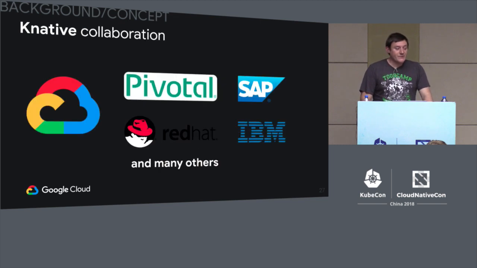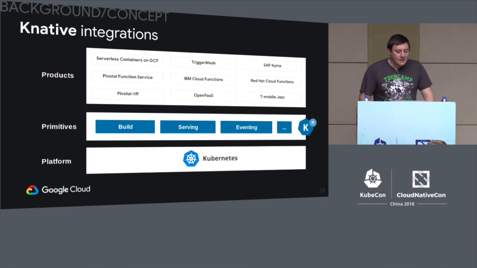Knative is a new project from Google in collaboration with Pivotal, SAP, Red Hat, IBM, and many others. Knative builds the serverless primitives that Kubernetes lacks. We are enabling an ecosystem of serverless products to be built with portability in mind.